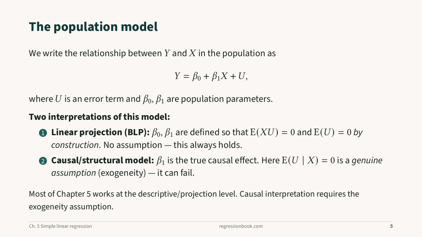Here is the population model. Y equals an intercept, plus a slope times x, plus an error term u. And immediately, the most important distinction of the chapter. Read as a linear projection, the coefficients are defined so that the error is uncorrelated with the regressor by construction. That involves no assumption at all. Read as a causal or structural model, the slope is a true effect, and the condition that the error has zero conditional mean given x, exogeneity, is a genuine assumption that can fail. Most of this chapter works at the projection level.